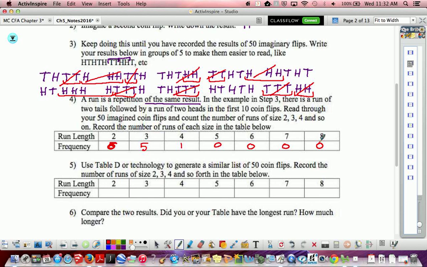I'm going to give you a minute or so to do that.